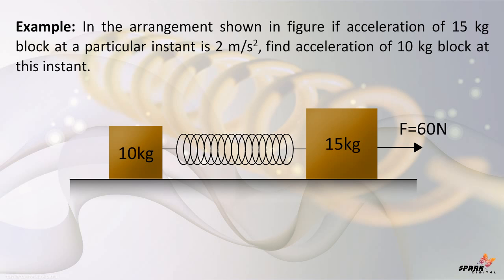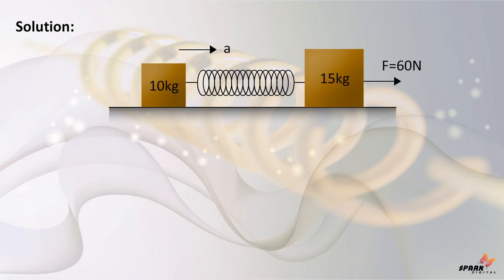Example. In the arrangement shown in figure, if acceleration of 15 kg block at a particular instant is 2 meter per second square, find acceleration of 10 kg block at this instant. Solution.